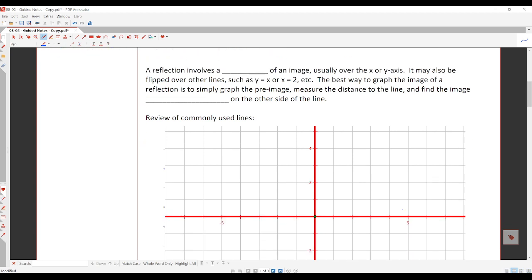All right. A reflection involves, if you will, a flip of an image, usually over the x or y axis. It may also be flipped over other lines, such as y equals x, x equals 2, or a bunch of others. The best way to graph the image of a reflection is to simply graph the pre-image, measure the distance from the line, and then find the image the same distance on the other side of the line.